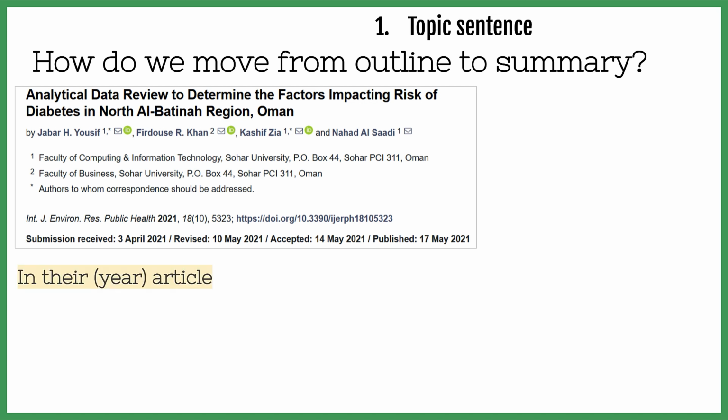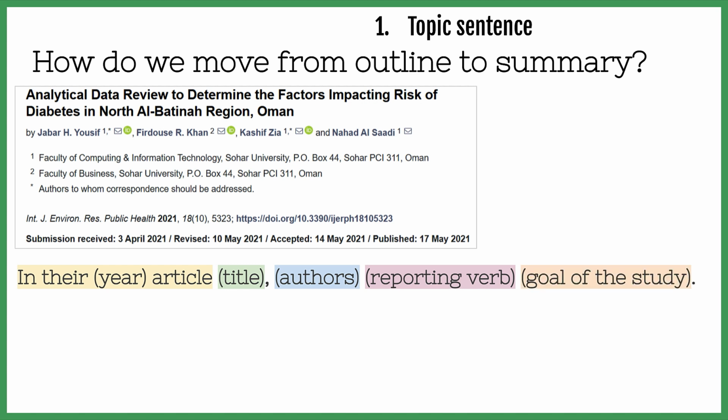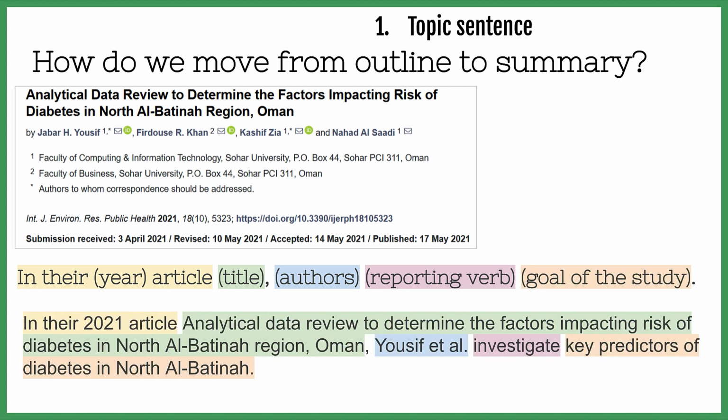So I can make a sentence that looks something like this. In the year, article, and then the title of the article, the authors, reporting verbs such as explore, describe, report, and then the goal of the study. So for this article, it could look like this. In their 2021 article, Analytical Data Reviewed to Determine the Factors Impacting Risk of Diabetes in North Al-Batna Region, Oman, Yusuf et al. investigate key predictors of diabetes in North Al-Batna. Sounds complicated, but if you put them all together in that order, that will work well.